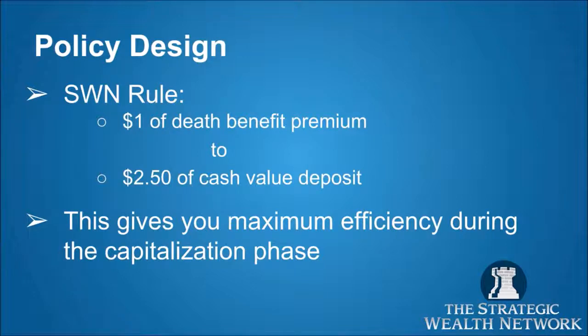So here's our rule of thumb. Here's the rule that builds the actual policy. We're going to put $1 of death benefit premium to $2.50 of cash value deposit. So there's $1 of death benefit and there's $2.50 of PUA. Now, this gives you maximum efficiency during the capitalization phase. So instead of all of your premium going towards the death benefit and you see no economic value whatsoever in the first 5 years, we're going to give you economic value.